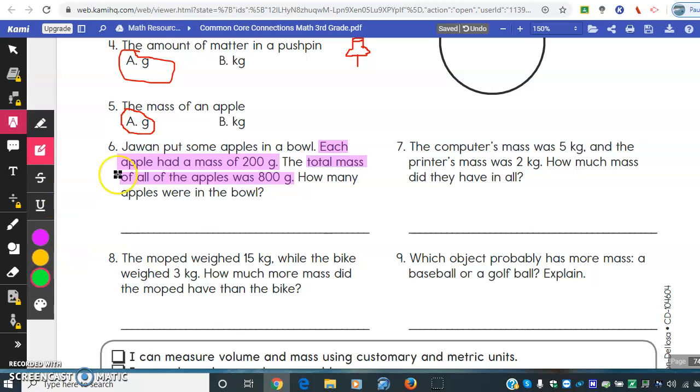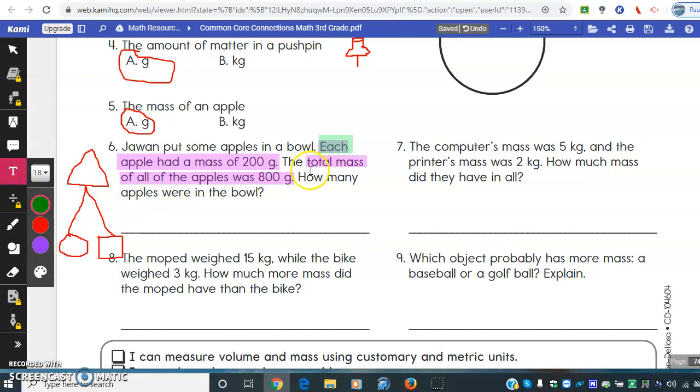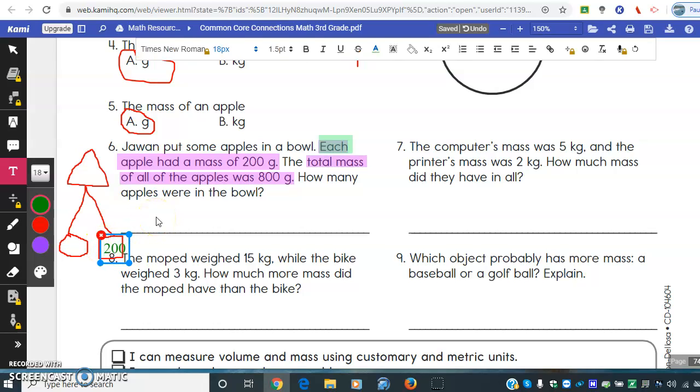I'm going to go back over with my green, our keyword, each. Since we have each, we know we're dealing with a multiplication or division problem. So I'm going to go ahead and set up my math mountain. Remembering that the top is where I put my total mass of all the apples. My groups, that's how many apples. And my square is going to be how much each apple weighed. So right here it says each apple had a mass of 200 grams. Each apple was 200 grams. So that's going to go in that box right there.